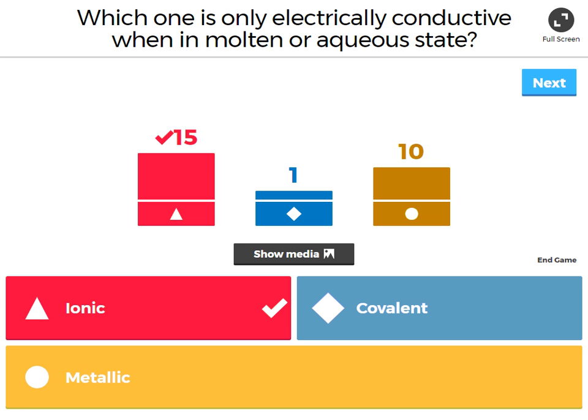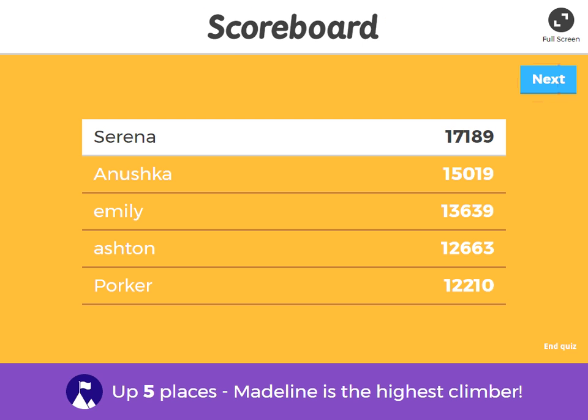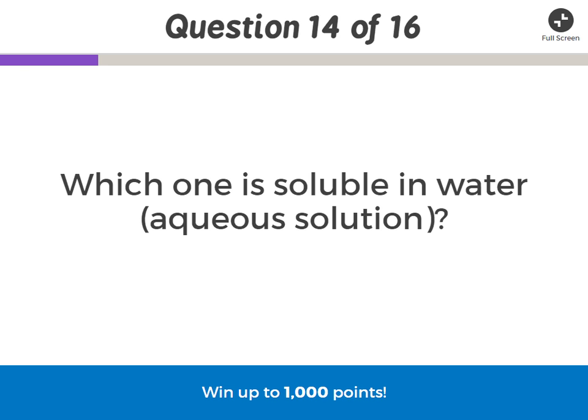Ionic is only conductive in molten, meaning liquid state, or aqueous, meaning mixed in water. But metallic is conductive when? As a solid, right? Or as a liquid. But not really as aqueous because you can't dissolve metals in water. You cannot. Next.